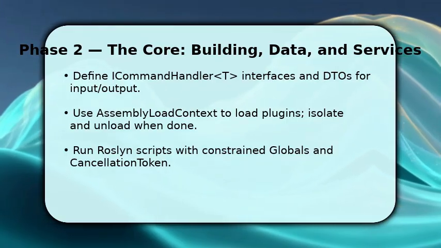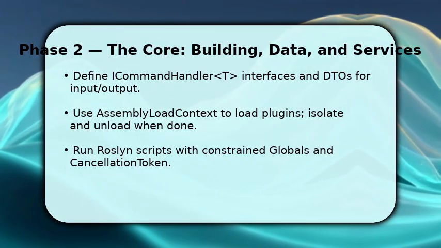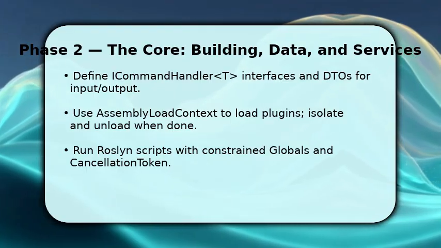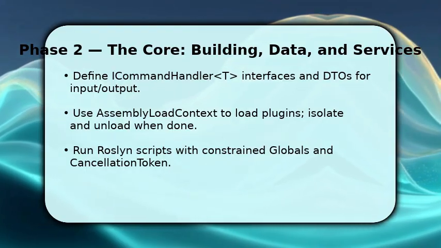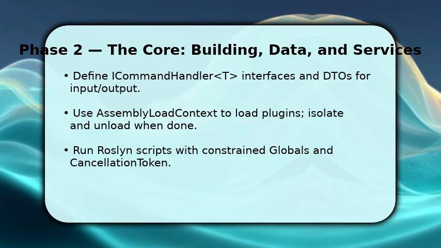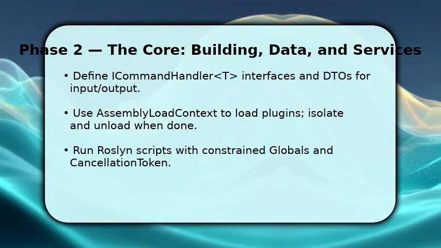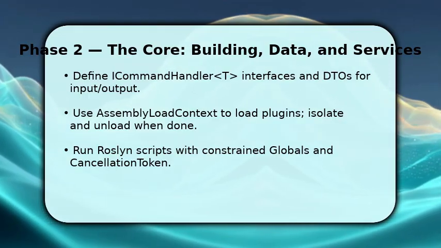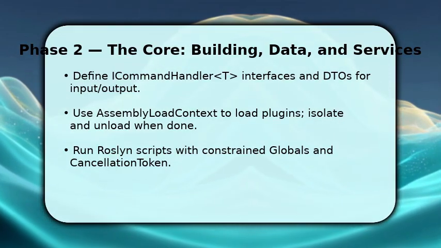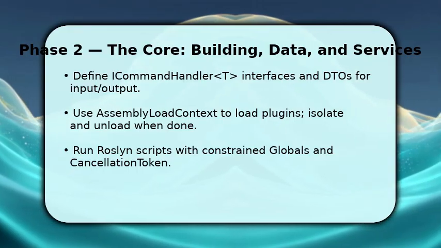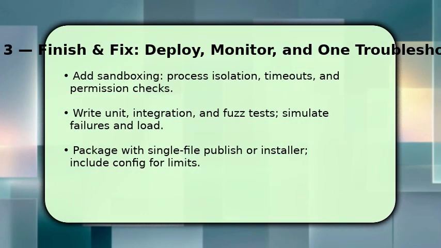That prevents memory leaks. For Roslyn, host scripts with a restricted globals type, pass a cancellation token, and set script options to limit references. Also add timeouts, input validation, and structured logging so you can trace every execution and stop runaway tasks quickly. You finish by hardening, testing, and packaging the executor so it's production ready.